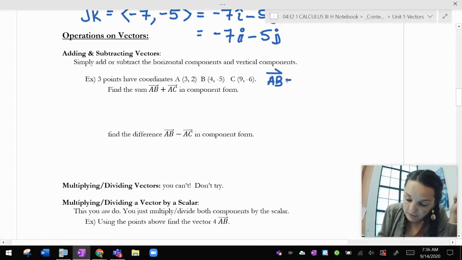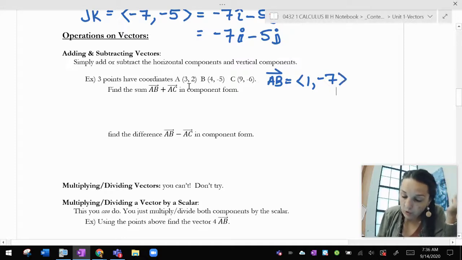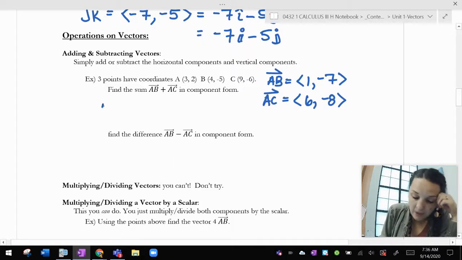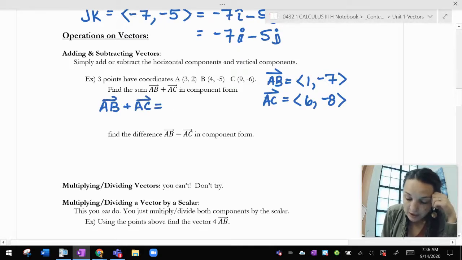So AB, the vector, is going to go 1, comma, -7, because from A to B, x goes up 1, y goes down 7. And AC goes from 3, 2 to 9, -6. So x goes up 6, y goes down 8. And now if I want to add AB plus AC, I am literally just going to add those components. 1 plus 6 is 7. -7 plus -8 is -15.